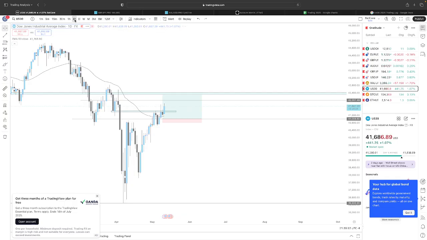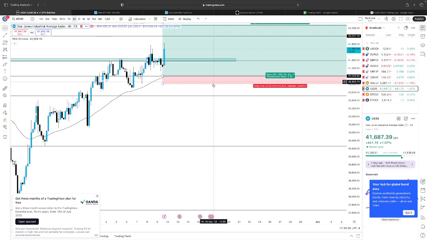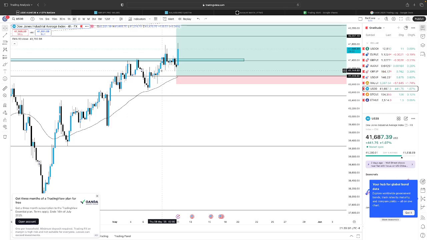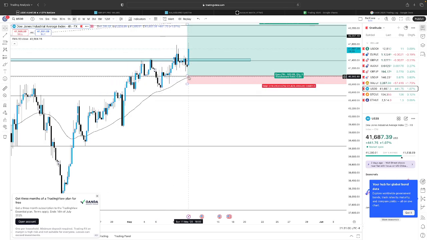And if we were to go on to the 4-hour time frame, the market has just opened, so it has now risen 441 points from its opening price, and now could continue to go bullish.